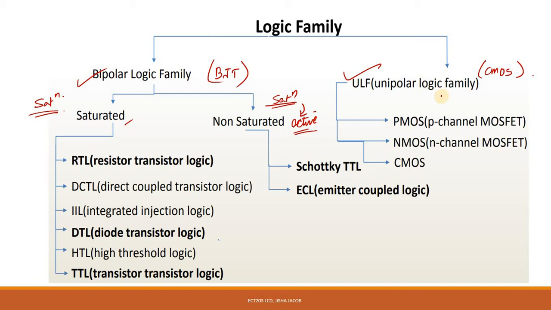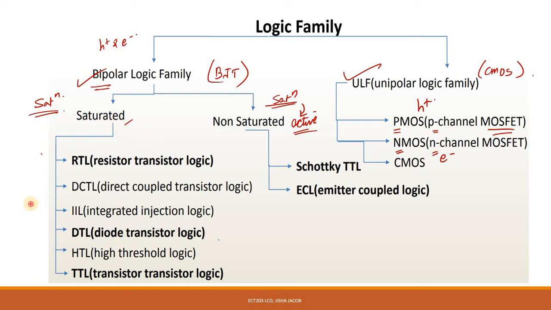In case of unipolar logic family, CMOS or complementary MOSFETs, involving MOSFETs. MOSFETs may be PMOS or NMOS, that is P-channel or N-channel MOSFETs. As the name suggests, P-channel means holes are the carriers and N-channel means electrons are the carriers. So in case of unipolar, only one of these types is the carrier, either holes or electrons. But in case of bipolar, as the name suggests, both holes as well as electrons are involved in the conduction.